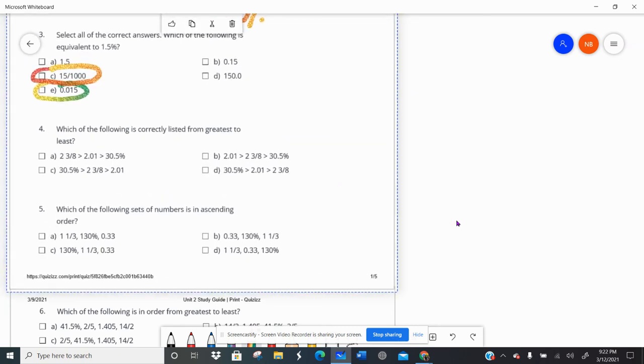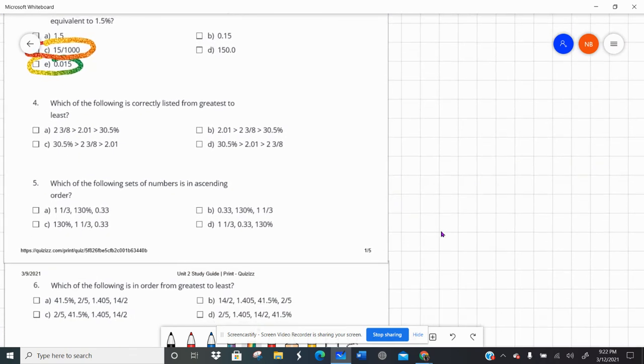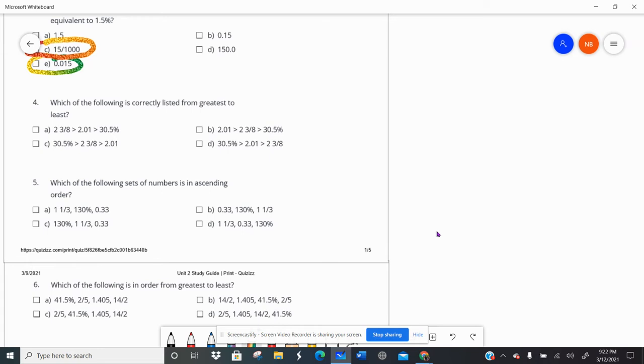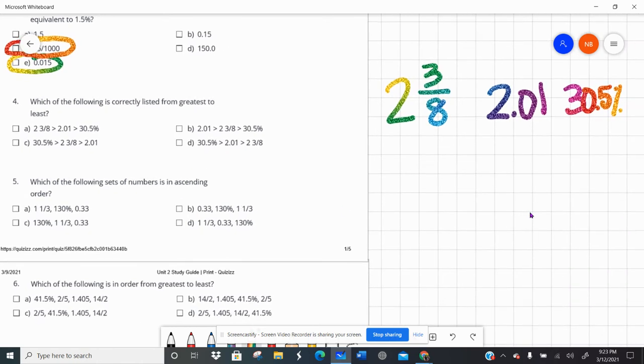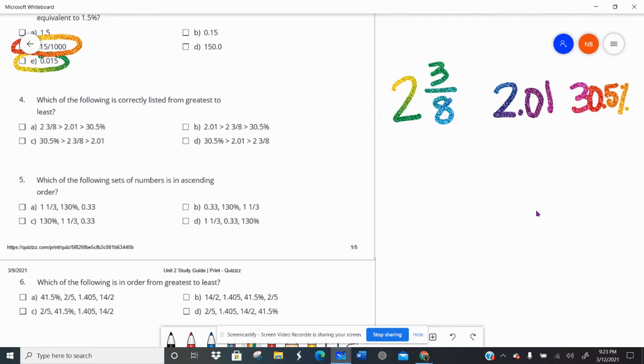Number 4 says, which of the following is correctly listed from greatest to least? So all of them use the same numbers, 2 3/8, 2.01, and 30.5%. Oops, I ran out of space there. All right, so if I was looking at these, do I have to convert these all to the same form? Well, yes, in theory, I should put these all in the same form.